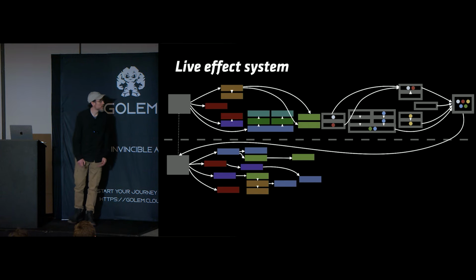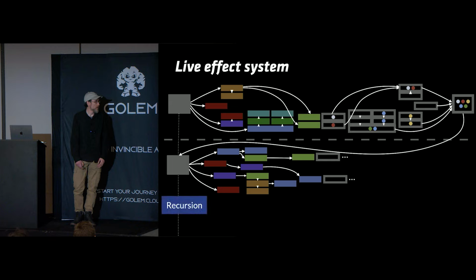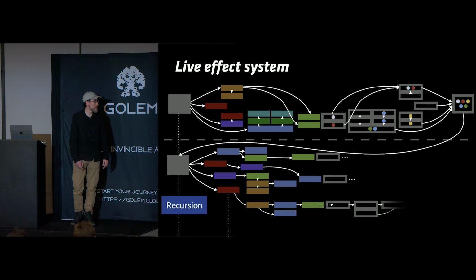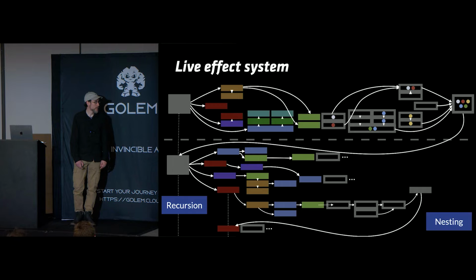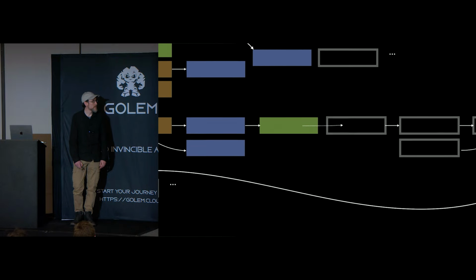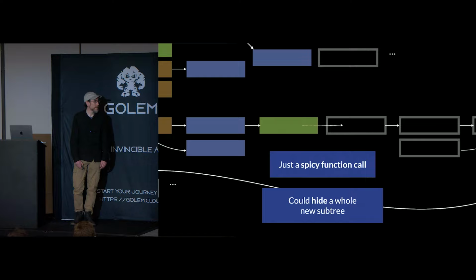But this is basically what you could call the live effect system, where you can keep doing this. You can do additional reductions on the second tree. So you can recurse and make lots of trees in sequence. You can also nest those reductions at any point. And basically, anytime you see something like this, it's basically just a spicy function call. It could hide a whole new subtree, as one would expect.